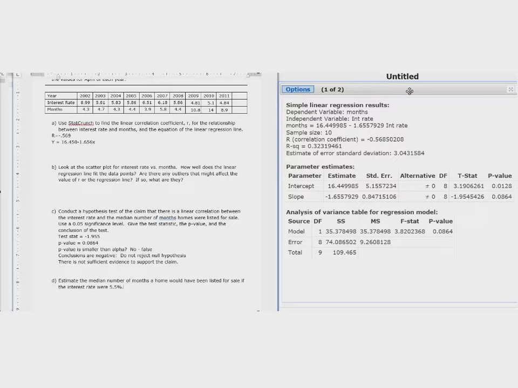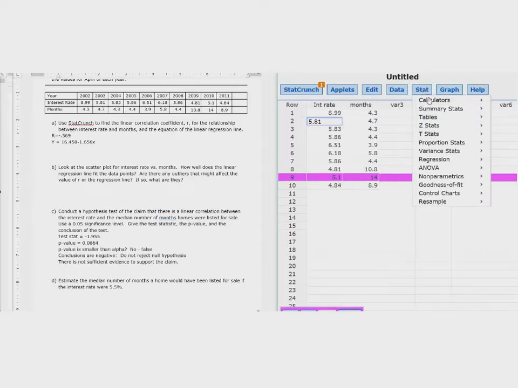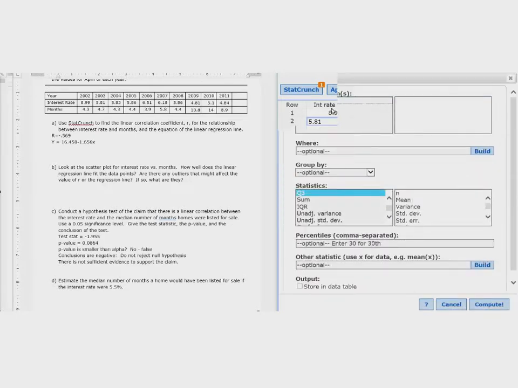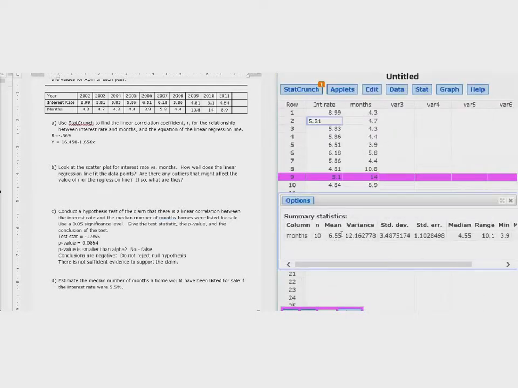To do that, what we would need to do is go back to our StatCrunch and just find the average of the numbers of months here. To get that really quick, we can do stat and summary stats in columns. And we just want the average for the months. If we just leave everything like it is here and do compute, it's going to give us a whole bunch of other information. But it gives us what we want, which is 6.55 for the mean. So the only estimate we can make is just the average of the number of months.